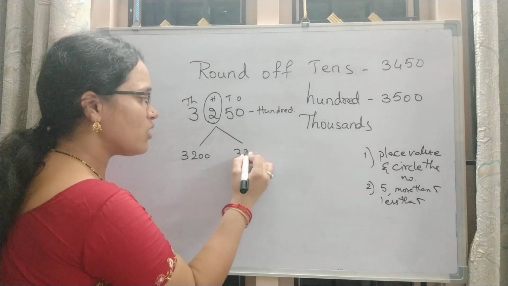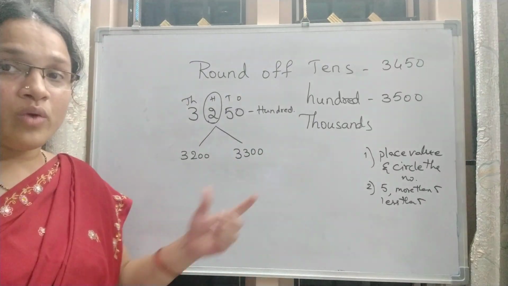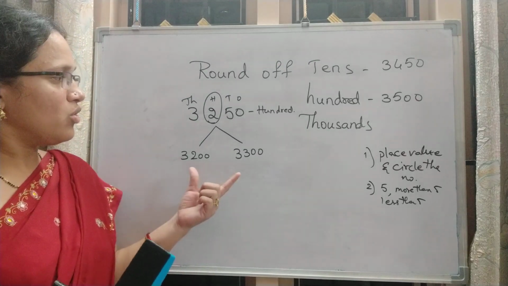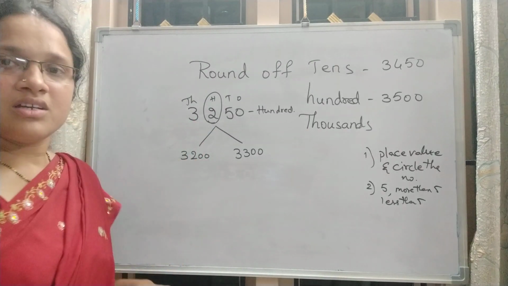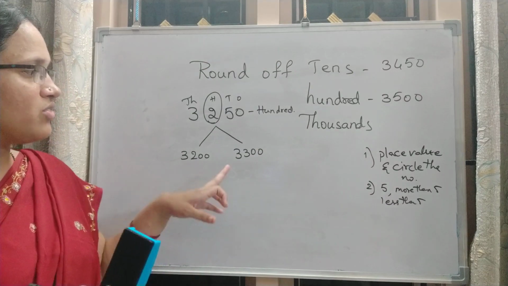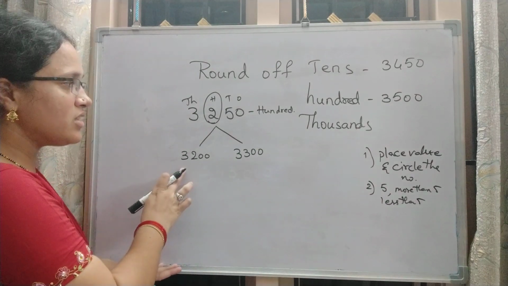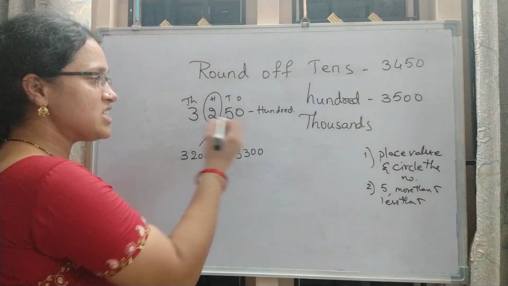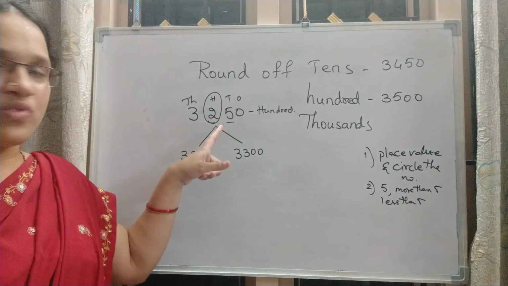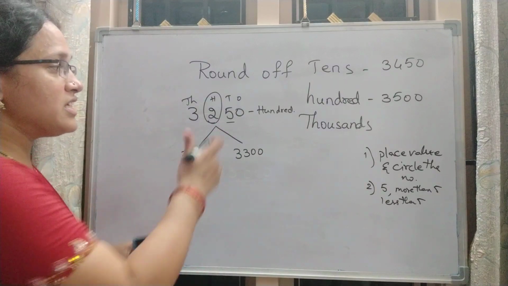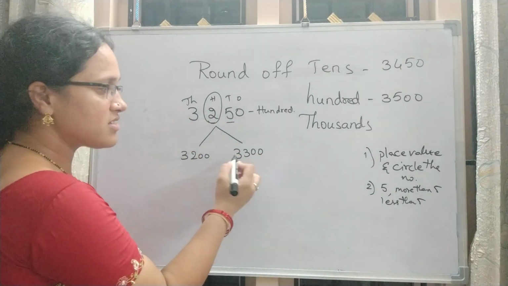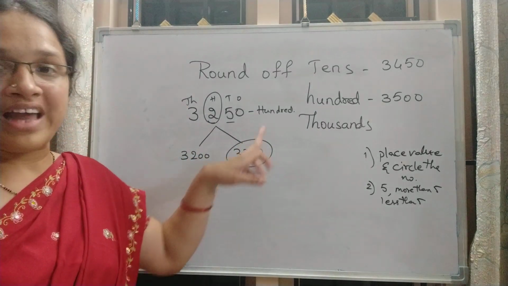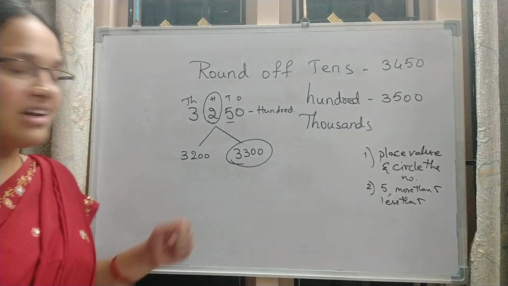3,200 and 3,300. There are 2 values here. So, when there are 3,200 and 3,300, what is the next place value? It is tens place value. Sure. When it is tens place value, what will happen? This is 5. So, it will go to the greater side. That means 3,300 will be the greatest number. So, this will be the rounded off value for hundreds. Okay? Is it clear, children?